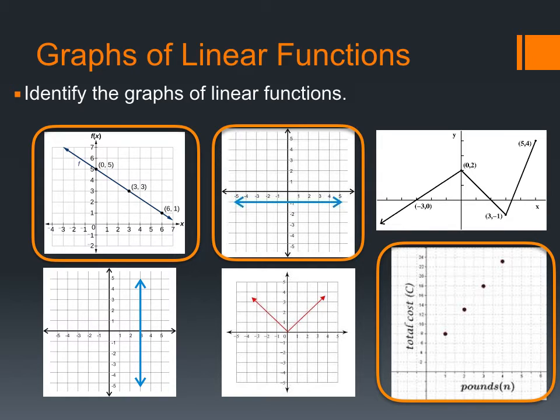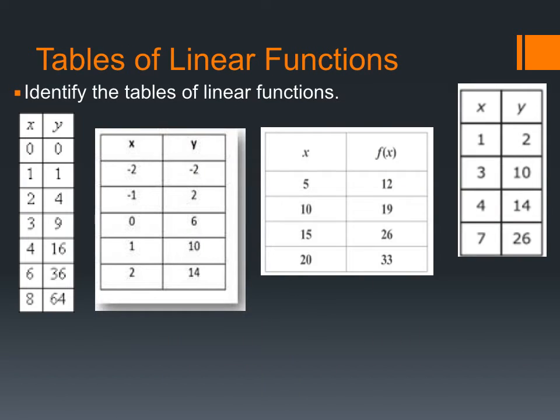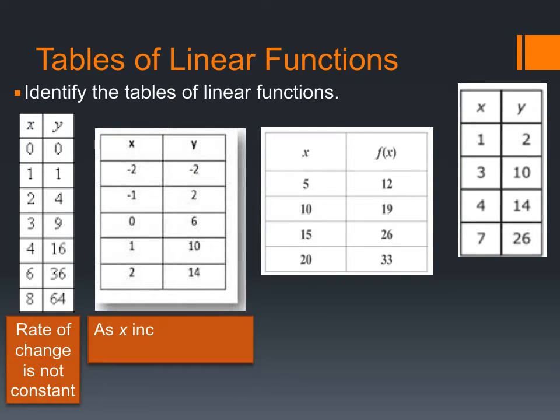Let's look at some tables next. We're asked to identify the tables of linear functions. Notice in the first table, as x increases by 1 each time, y is not increasing by the same value. So the rate of change is not constant, it is not linear. In the next table, as x increases by 1, y is also increasing by a constant, 4. This one is linear.